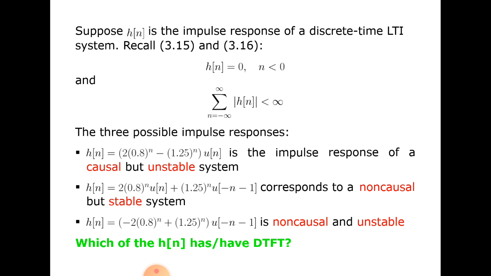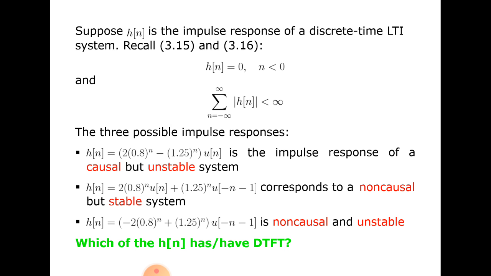Suppose h[n] is the impulse response of a discrete-time LTI system. Recall that h[n] is equal to 0 for n less than 0. That is, the summation from n equal to minus infinity to plus infinity of modulus of h[n] is less than infinity.